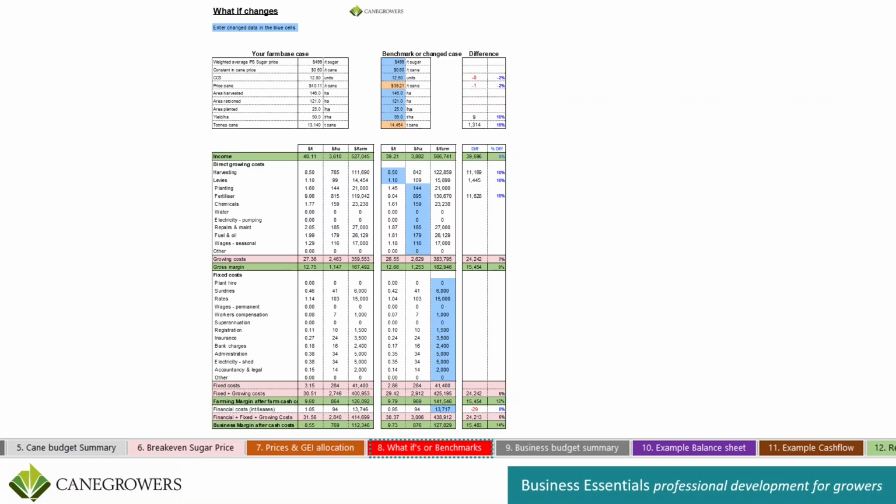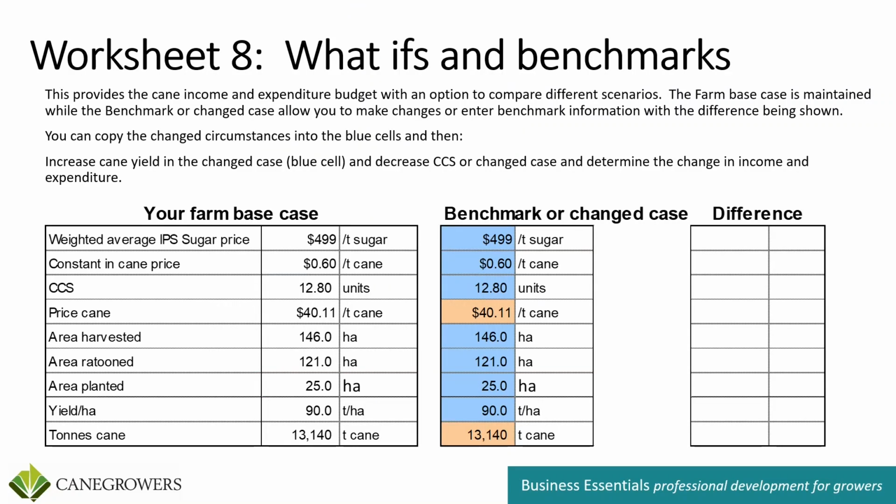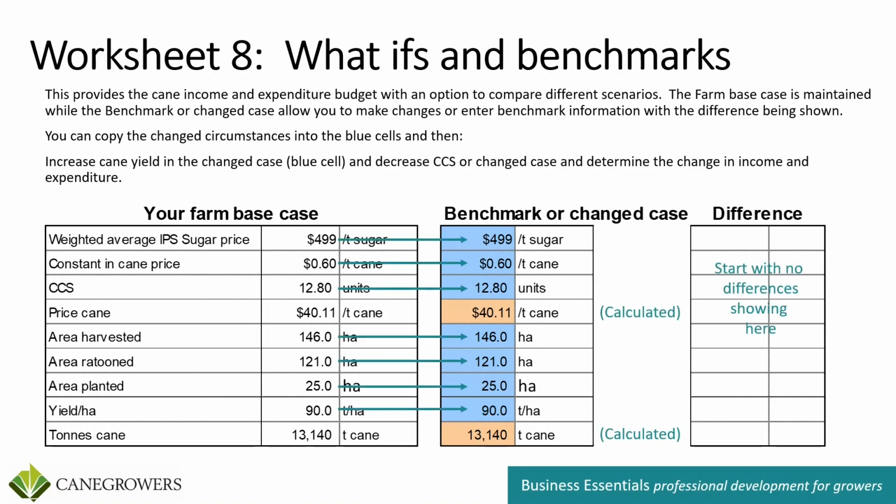Note that this does not alter your baseline budget workings at all, and only provides this comparison on the current sheet, worksheet 8. Let's start at the top of the table. Here you can now see more clearly the inputs required. The first step is to set the benchmark or change case figures in the blue cells to match the base case so that there is no difference. Then you'll adjust those that you would like to test the impact for.